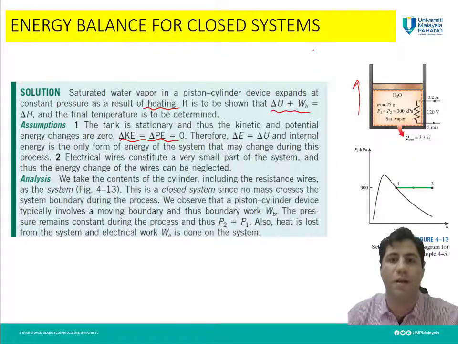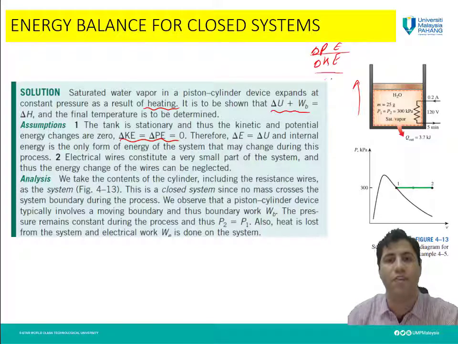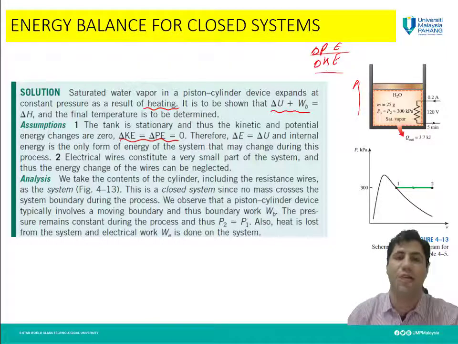If you remember delta PE and delta KE from previous sessions, we can calculate delta KE for a system which is moving, and delta PE for a system whose elevation actually changed. But here, everything for our system, which is the steam, the water vapor, is stationary. So delta PE and delta KE we assume are zero. Therefore, delta E will be equal to delta U.